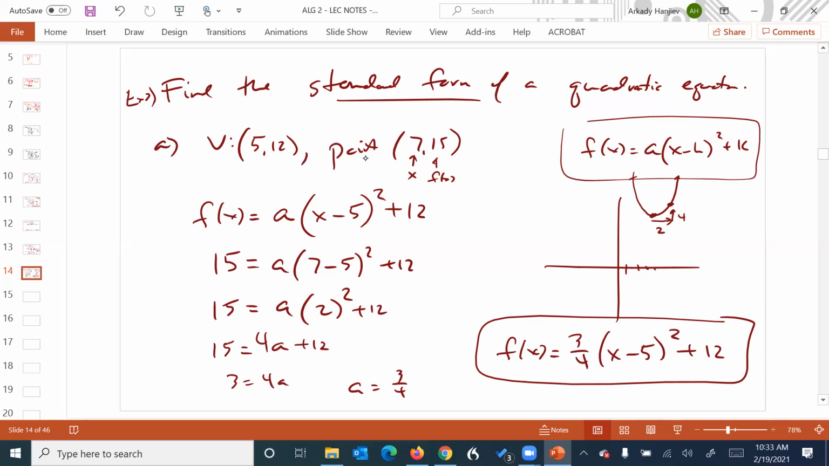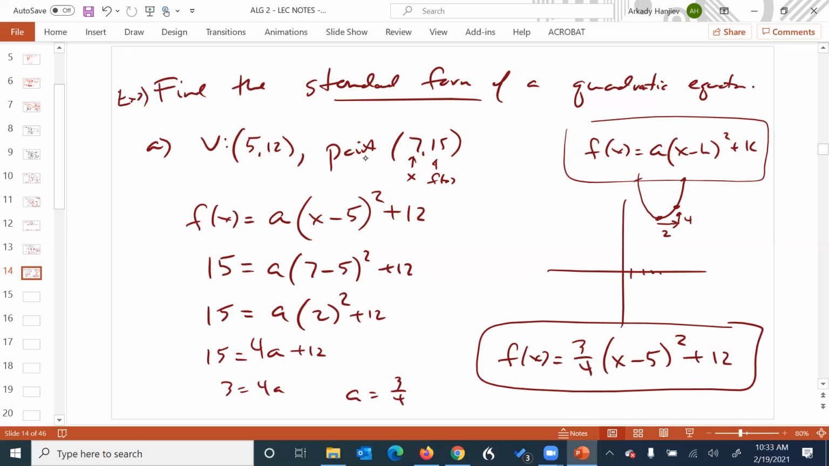Dylan? Negative b over 2a is the formula for finding h, right? Correct. And then the formula for finding k of the vertex is c minus b squared over 4a. That's the formula, or the way the book presents it is you just plug in what you get for x into the original function. And when you get the answer for that, that would be your k.